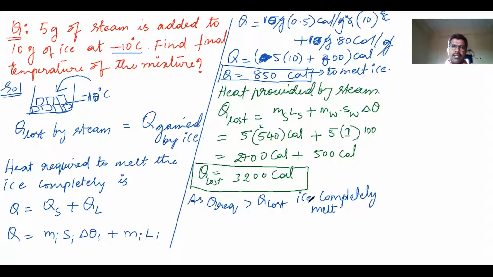Ice is completely melted now. In order to melt the ice, how much heat energy is left over? 850 calorie is required. So Q left is equal to 3200 minus 850. So this is 0, and 10 minus 5 is 5, and here it is 11, 11 minus 8, that is 3, and it is 2. 2350 calorie is left over.